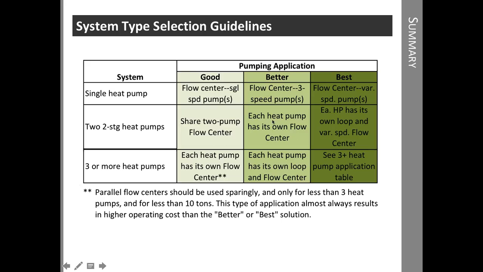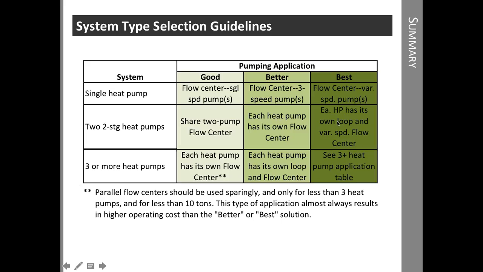We could also have a flow center for each heat pump. If it's pressurized, that's not a problem. If it's non-pressurized, we can't do that. It is a little more efficient than 1 flow center for 2 heat pumps, but again, it's going to add cost. And then the best case scenario is if we have 2 heat pumps, each heat pump has its own loop and variable speed flow center.